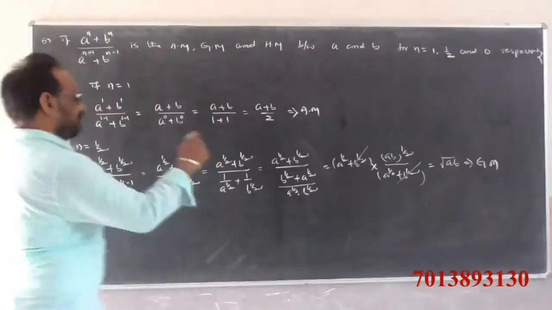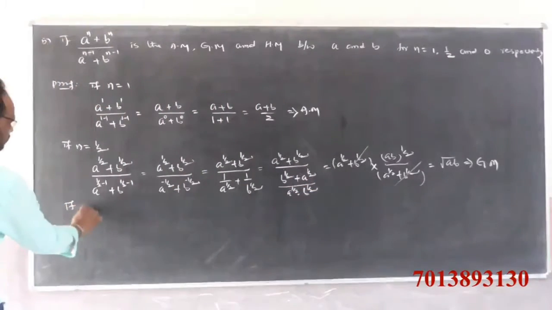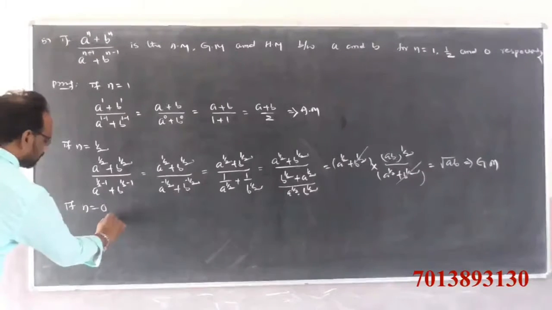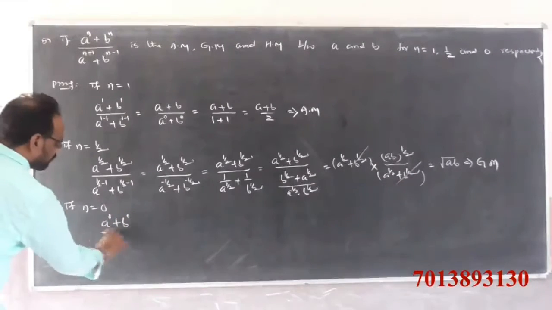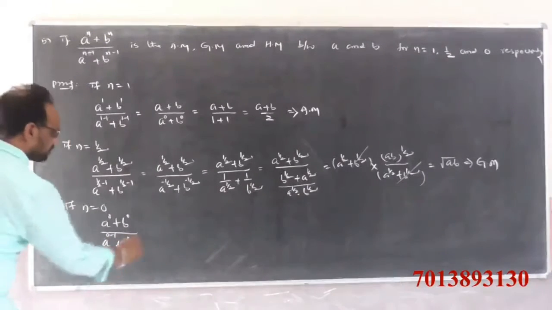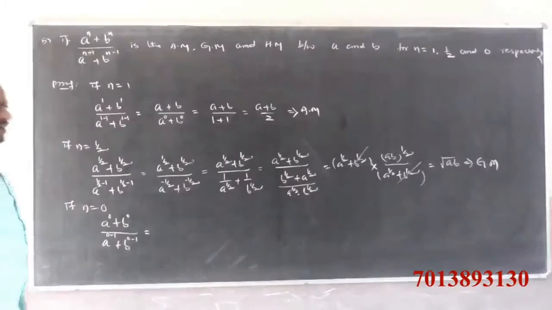If we substitute n equals 0, we get a to the power 0 plus b to the power 0 by a to the power 0 minus 1 plus b to the power 0 minus 1. A to the power 0 is how much?